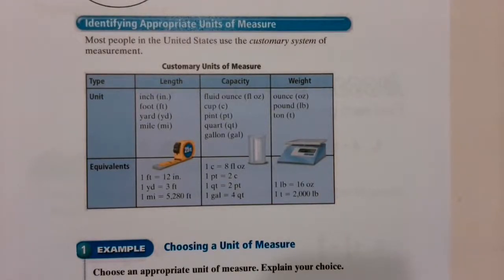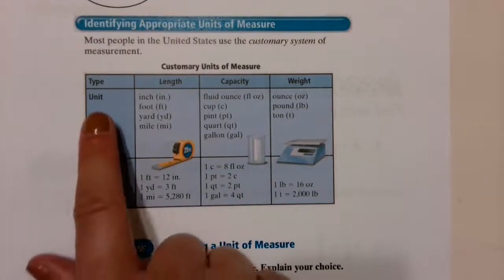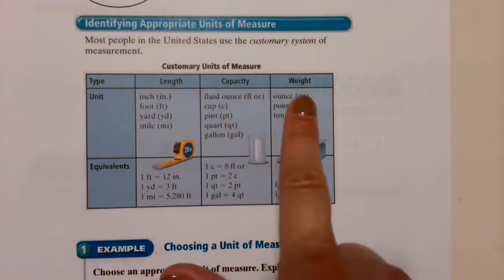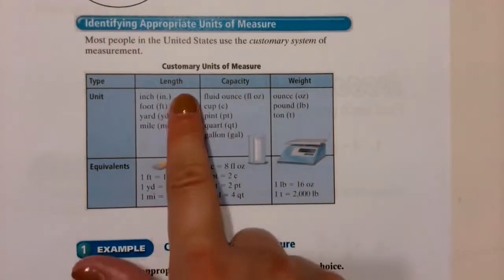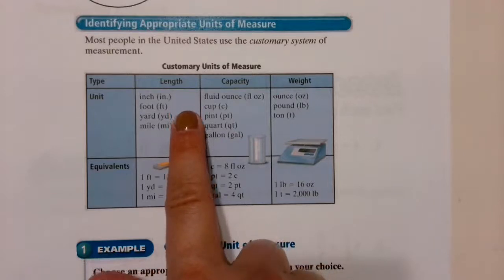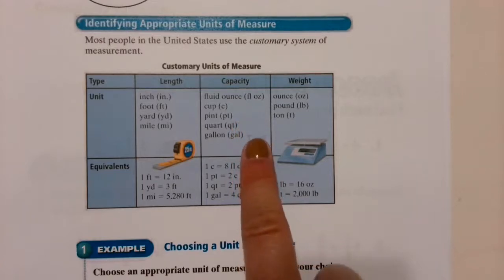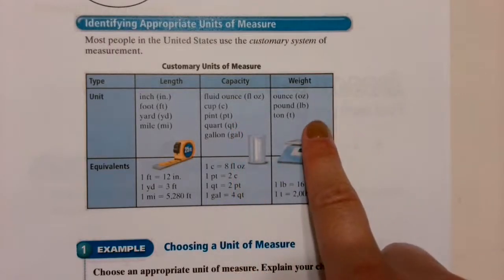But first thing we're going to do here is look at choosing an appropriate unit of measure and be able to explain our choice. So when we're looking at all of these different types of units, we've got units for length, units for capacity, and units for weight. Our common ones for length are going to be inches, foot, yards, miles. Capacity is going to include fluid ounces, cups, pints, quarts, gallons. Weight is going to include ounces, pounds, tons.